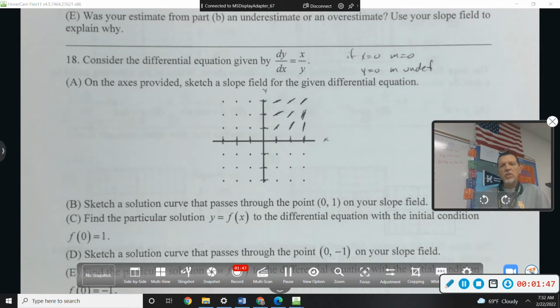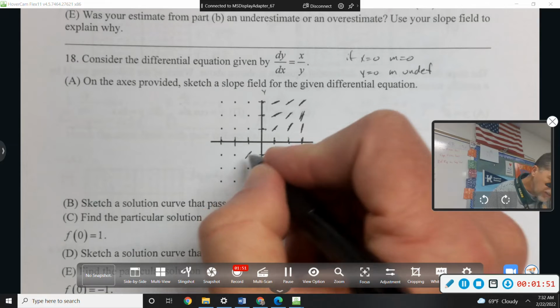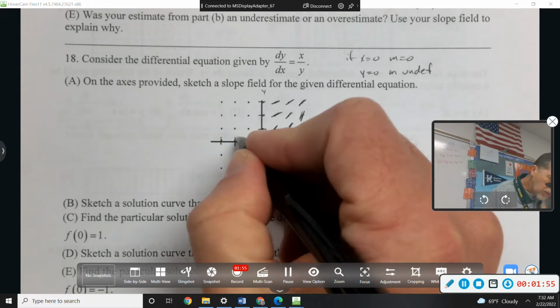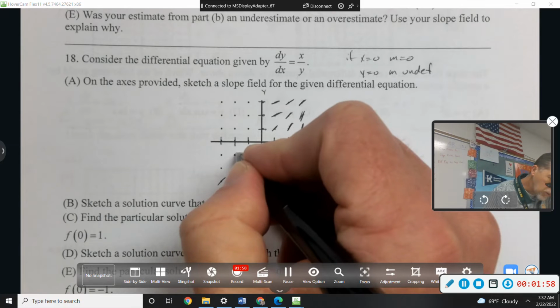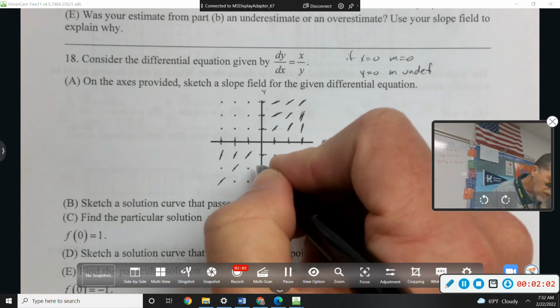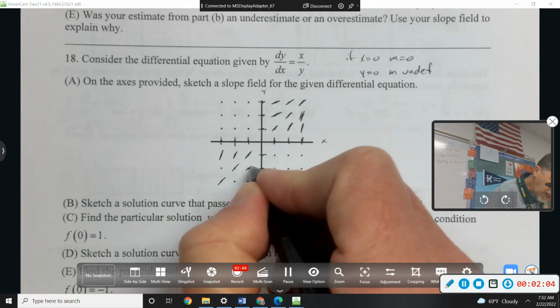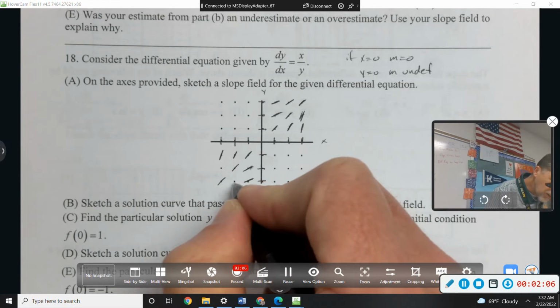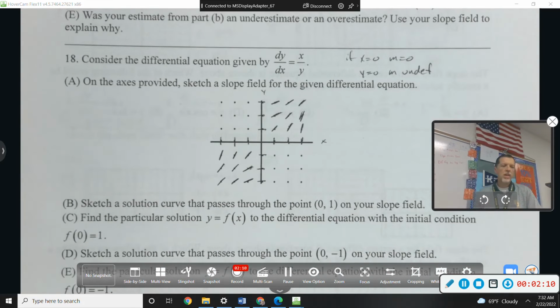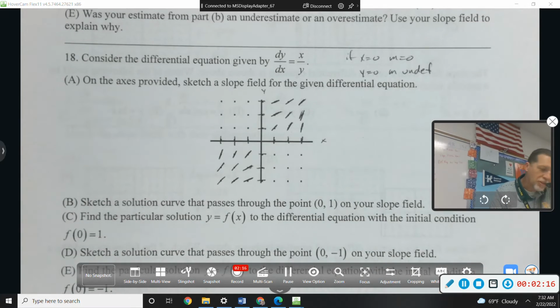Then I think I'm going to do the third quadrant next because I know the signs will cancel each other out. 2, 1, 2, 1. So that slope is 2. Slope is 3. Slope is 1 half. Slope is 1 third. I don't know. Again, I think slope fields are kind of cool because they make fun pictures.